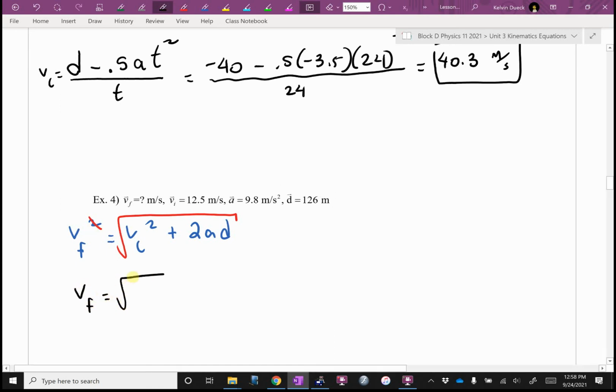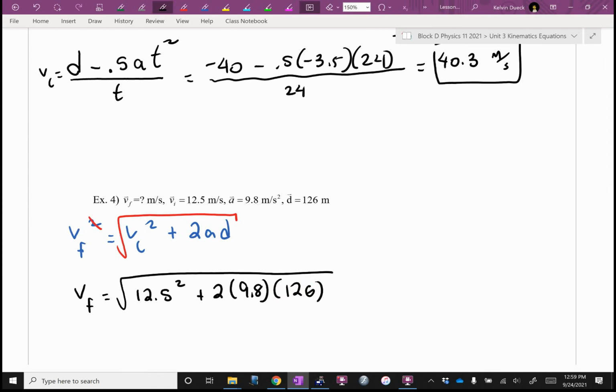So VF is going to be the square root of VI, 12.5, don't forget the squared, plus 2 times 9.8 times 126. Now, how do you type this into your calculator? Those of you with the fancy fraction buttons, probably when you hit square root, it does a little indent and continues the square root line, and you can do that.